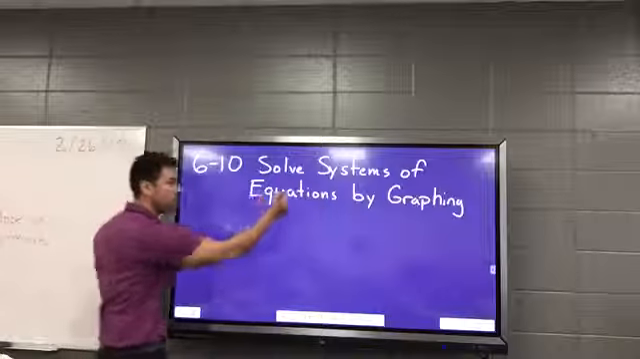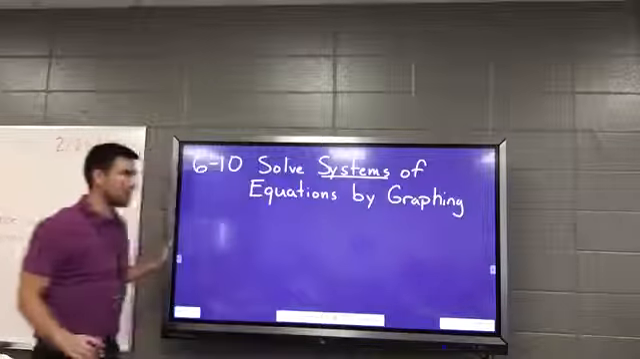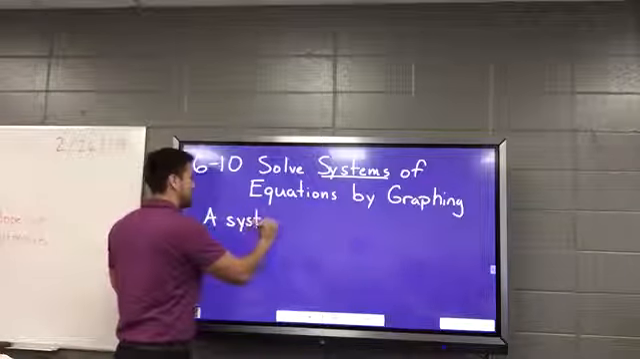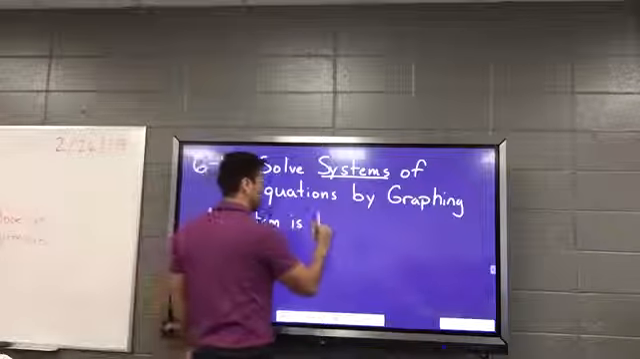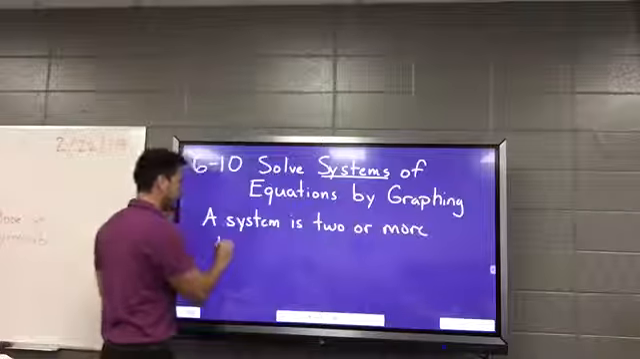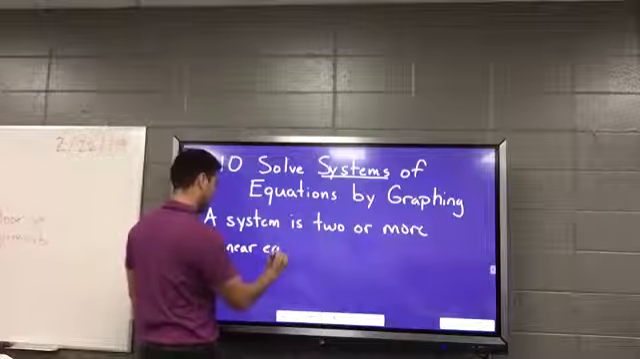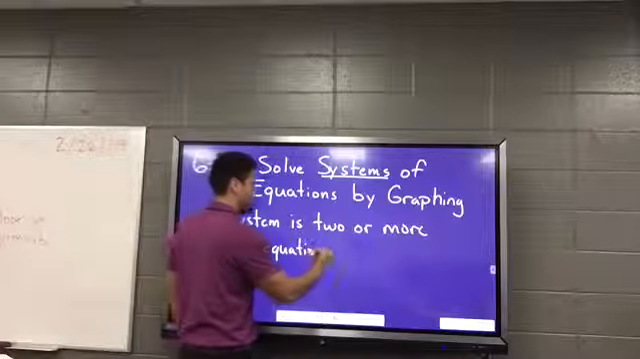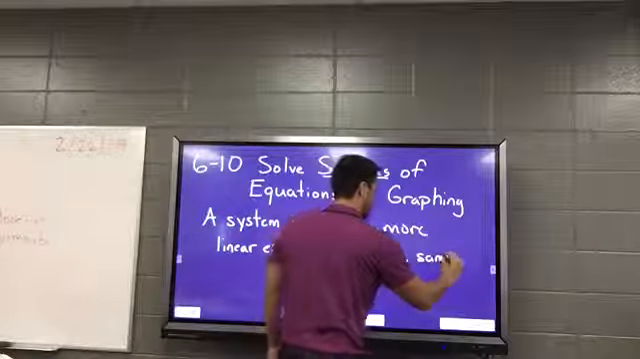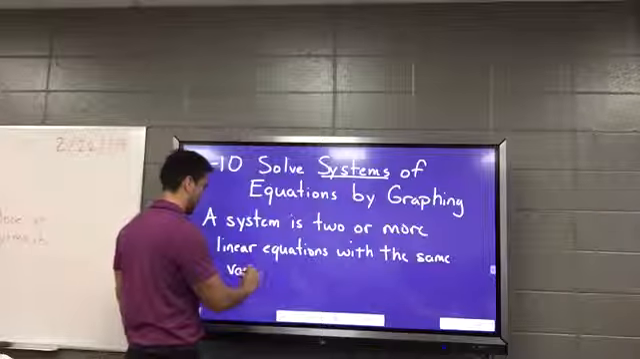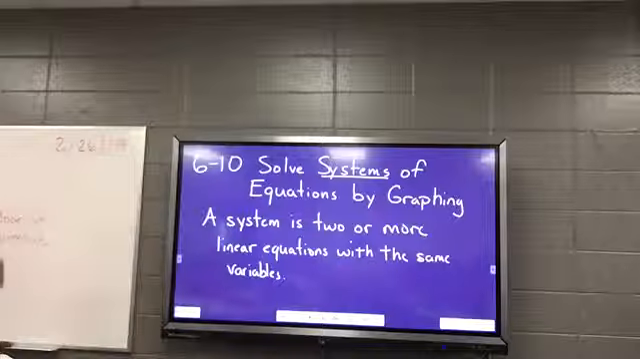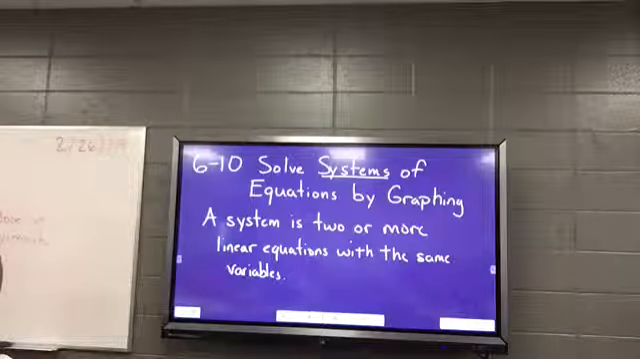Okay, we're solving what we call systems of equations by graphing. So we need to define what that word system is. A system is two or more linear equations with the same variables. So a system is two or more linear equations with the same variables.